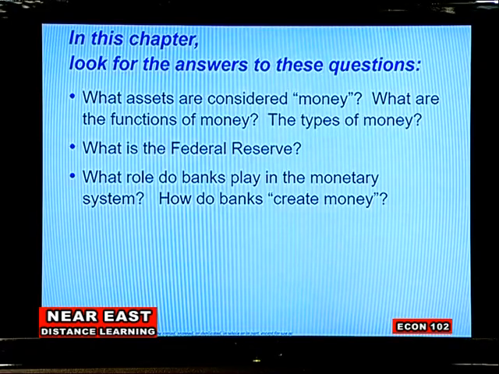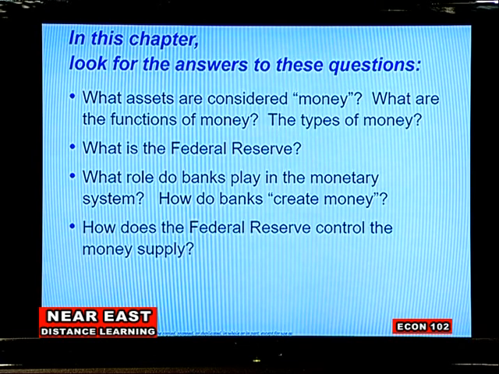Then what roles do banks play in the monetary system, and how do banks create money? Then how does the Federal Reserve control the money supply, or how does the central bank control the money supply? These are the things that we're going to look at in this very video.